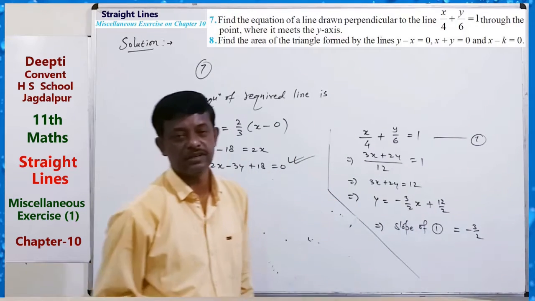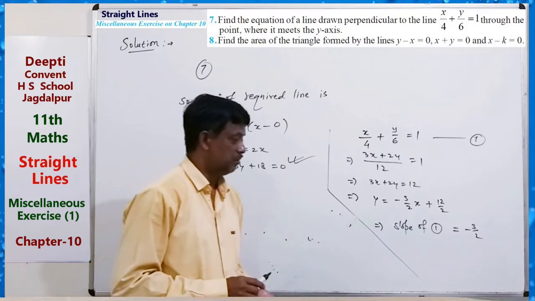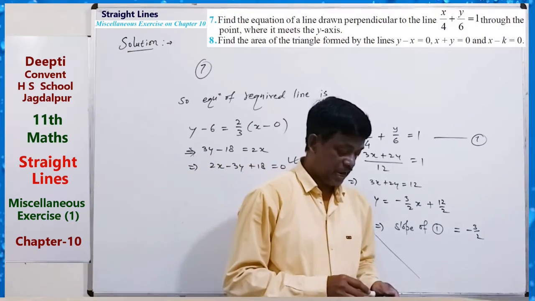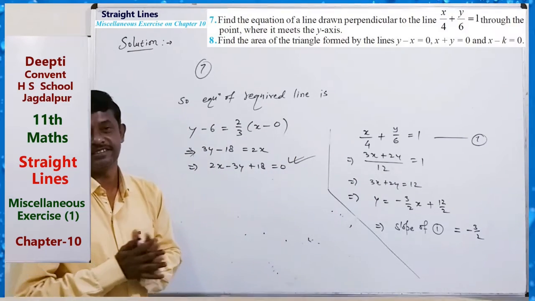2x minus 3y plus 18 equals to 0 is our solution. Clear? Now, question 8. Find the area of the triangle formed by 3 lines.